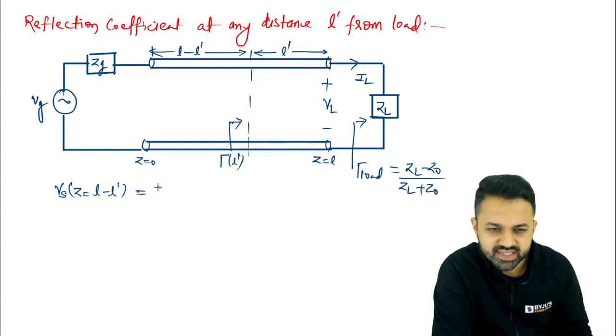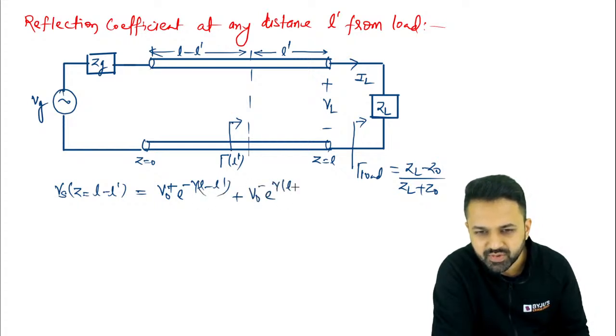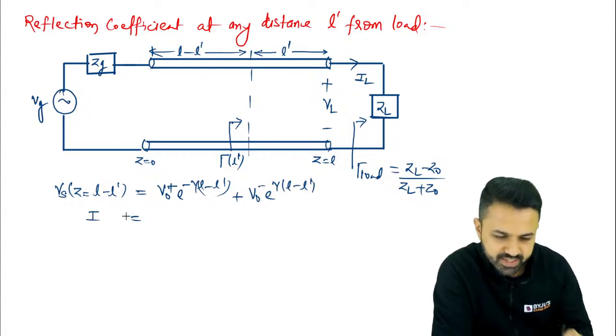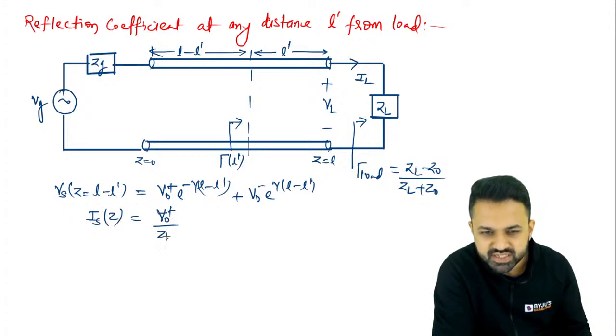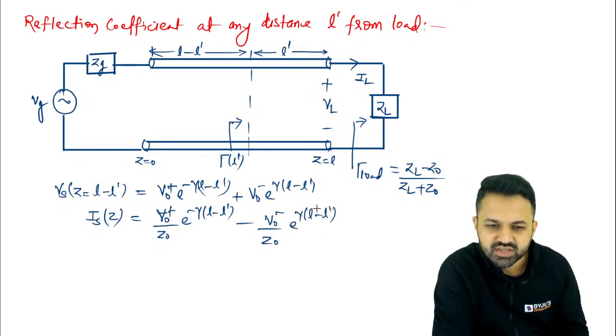So let's try this. V is V naught plus e to the power minus gamma (L minus L dash), and then V naught minus e to the power plus gamma (L minus L dash). And this is your current at the same point, L minus L dash: V naught plus divided by Z naught e to the power minus gamma (L minus L dash) minus V naught minus divided by Z naught e to the power gamma (L minus L dash). So these are the two equations.